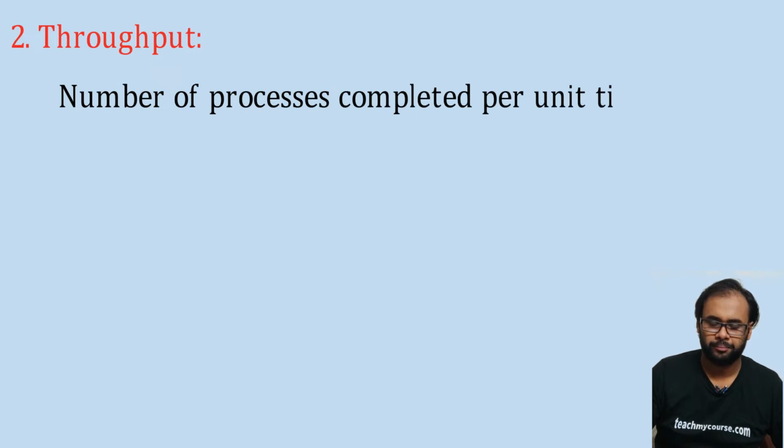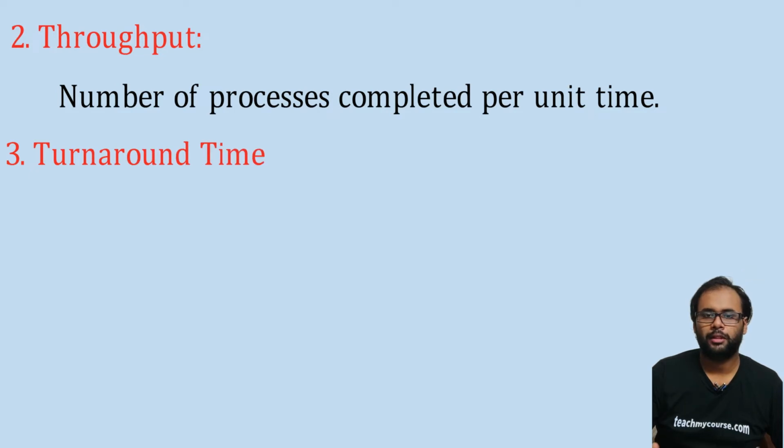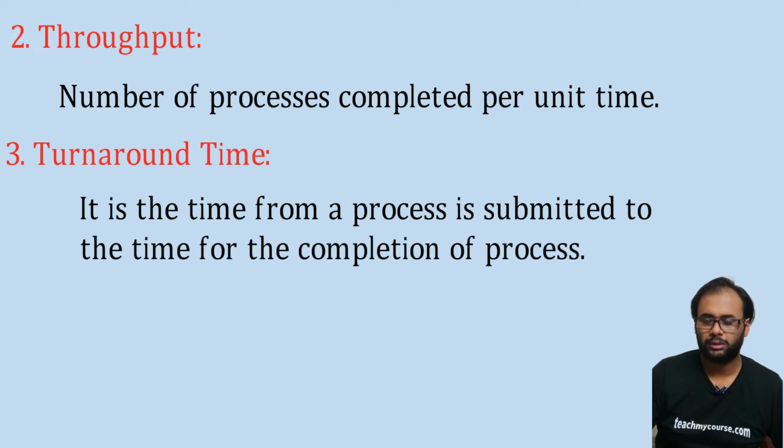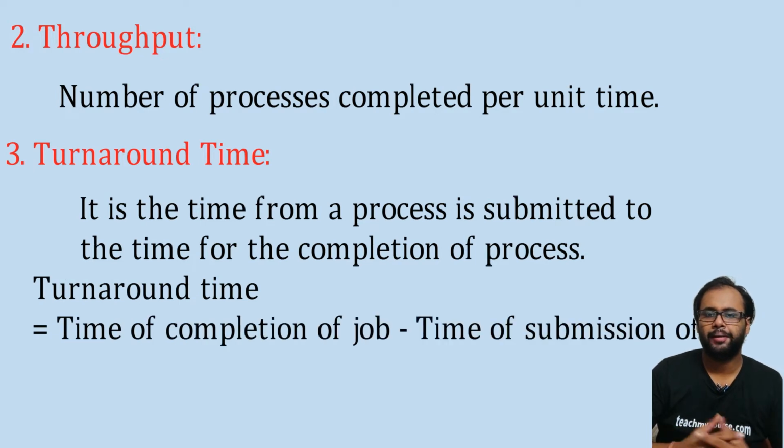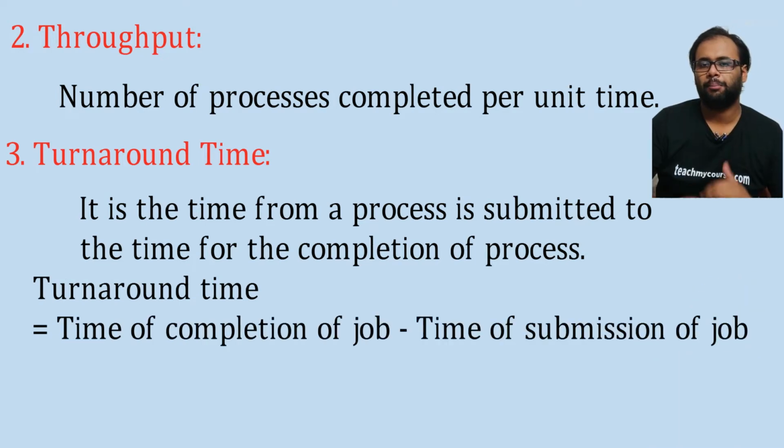Next we have throughput, the next criteria. Throughput means the number of processes completed per unit time. Then comes turnaround time. It is the time from when a process is submitted to the time of completion of the process. Suppose the process is submitted after 2 seconds and it is completed after 6 seconds. So what is the turnaround time? It is 4 seconds. So turnaround time is the time of completion of job minus time of submission of job.